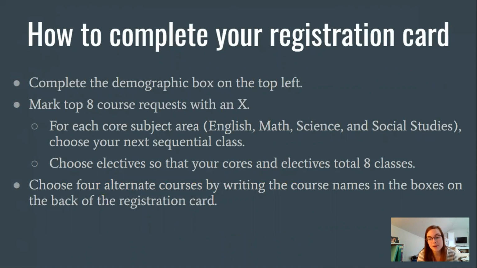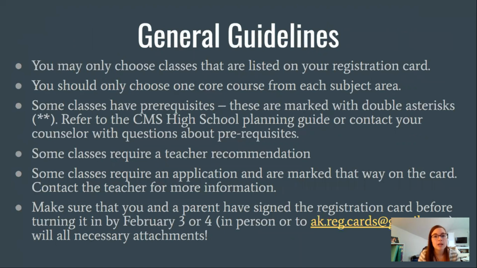Obviously, you guys know how to complete your registration card by now. This is your 4th time doing it, but you're going to mark potentially 8 courses, maybe less than that if you're choosing some early release or late arrival options. And then, of course, 4 alternates: 2 A-Day, B-Day, and 2 semester alternates. You can only choose classes that are listed on your registration card.